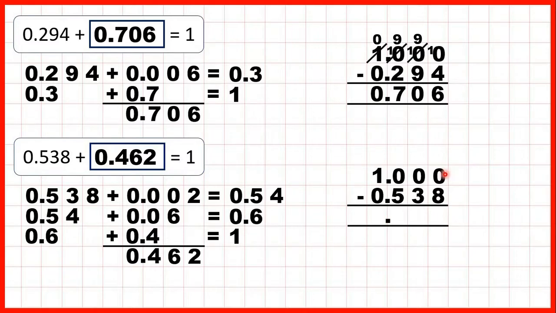Now we can't do 0 minus 8, so we exchange, then exchange again, and again. And now 10 minus 8 is 2, 9 minus 3 is 6, 9 minus 5 is 4, and 0 minus 0 is 0. So again, we get our missing number.